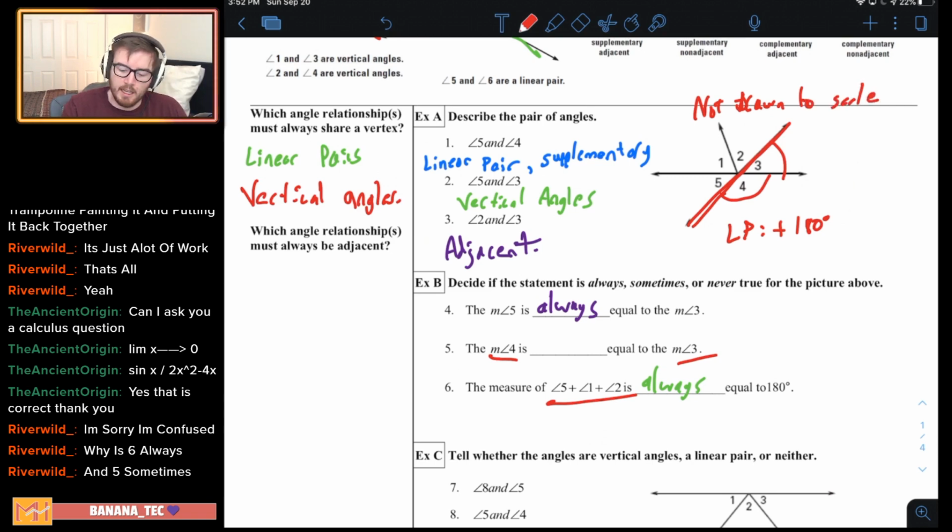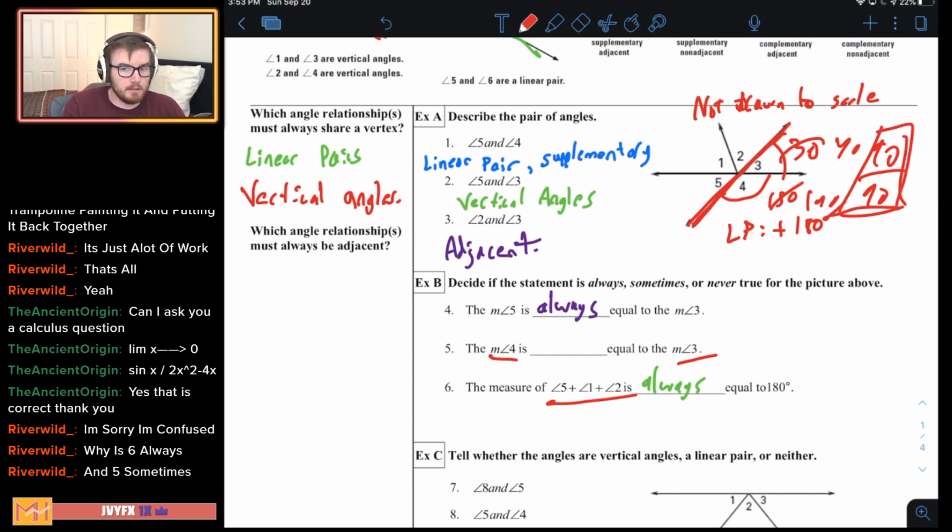Technically speaking, is it possible that 4 and 3 could be the same size? If two angles add to 180, is there a moment where they're both the same? They could be 30 and 150. They could be 40 and 140, right? Adds to 180, adds to 180. Well, they could be 90 and 90. So it's not always equal, but sometimes they are, when they're both 90. So that's why I said sometimes.